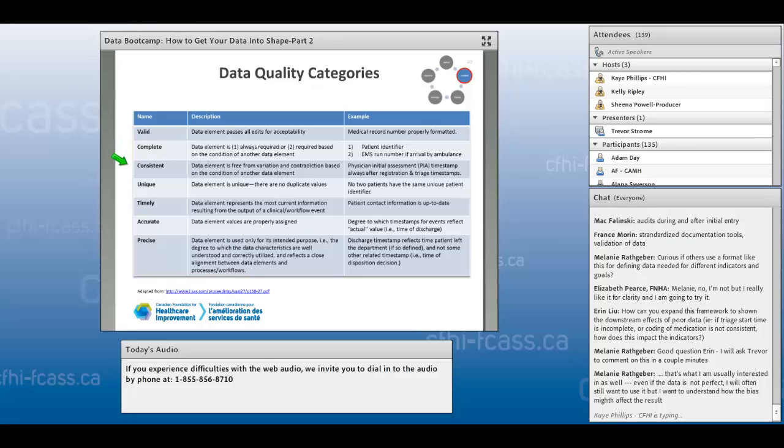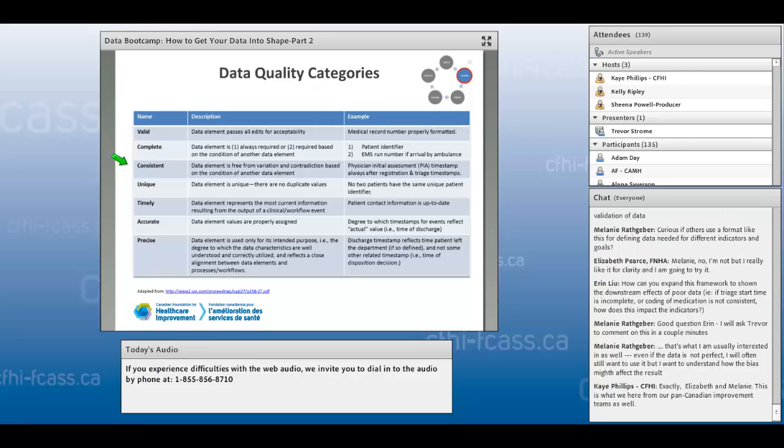If we look at consistency, this is that the data element is free from variation and contradiction based on the condition of another data element. This would be looking at things like the physician initial assessment timestamp always being after the registration and triage timestamps. Uniqueness asks whether the data element is unique, with no duplicate values, and this would be in our patient database, where each patient has a unique identifier. For example, we do not want to have any duplicate identifiers.